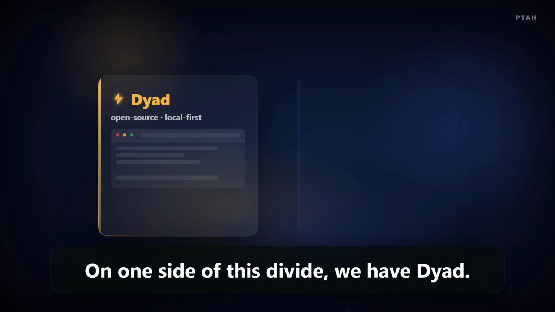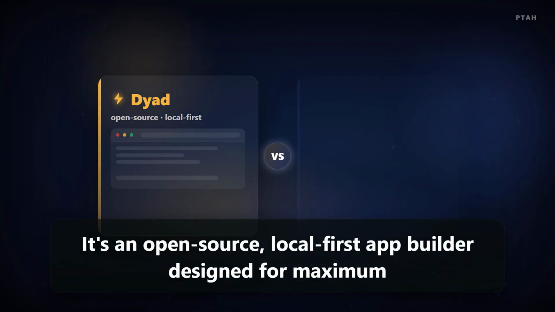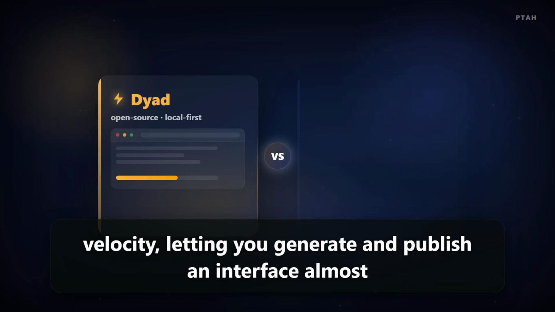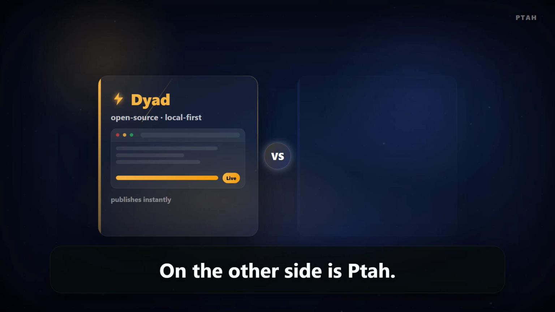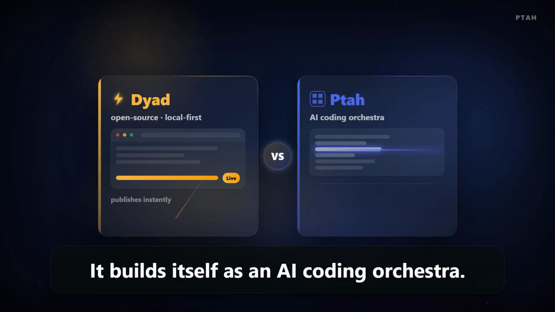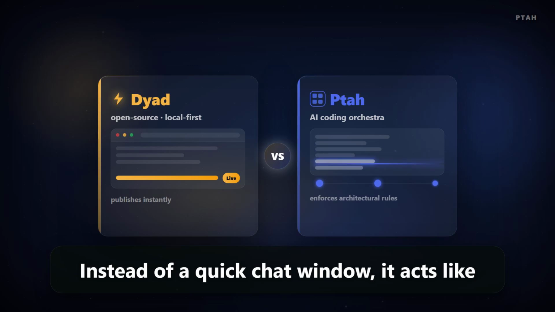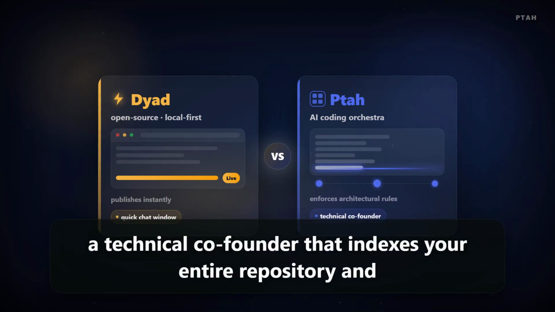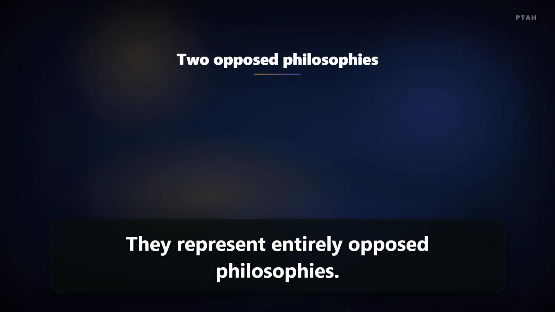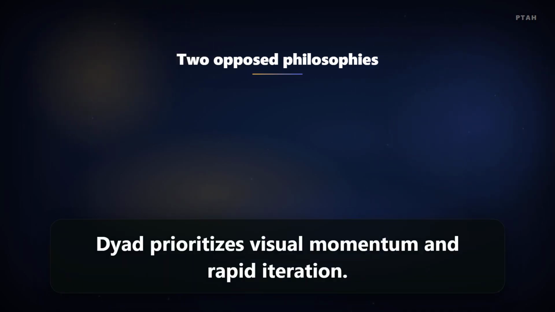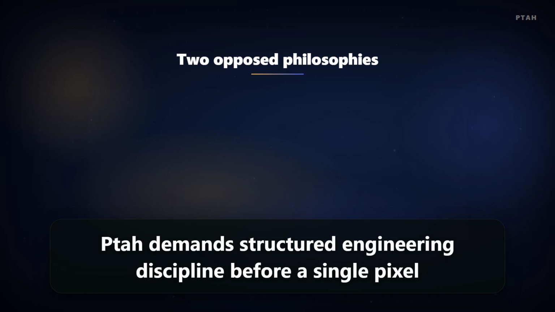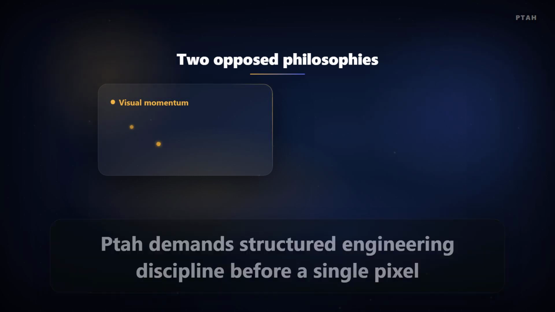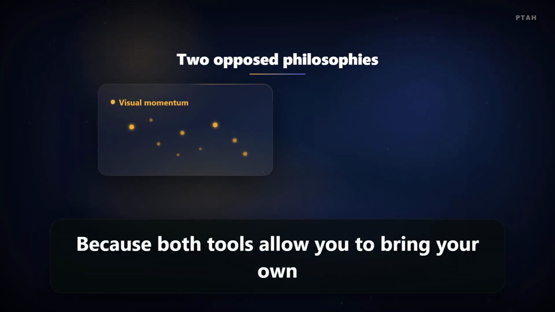On one side of this divide, we have Dyad. It's an open-source, local-first app builder designed for maximum velocity, letting you generate and publish an interface almost instantly. On the other side is Ptah. It bills itself as an AI coding orchestra. Instead of a quick chat window, it acts like a technical co-founder that indexes your entire repository and enforces architectural rules. They represent entirely opposed philosophies. Dyad prioritizes visual momentum and rapid iteration. Ptah demands structured engineering discipline before a single pixel is drawn.